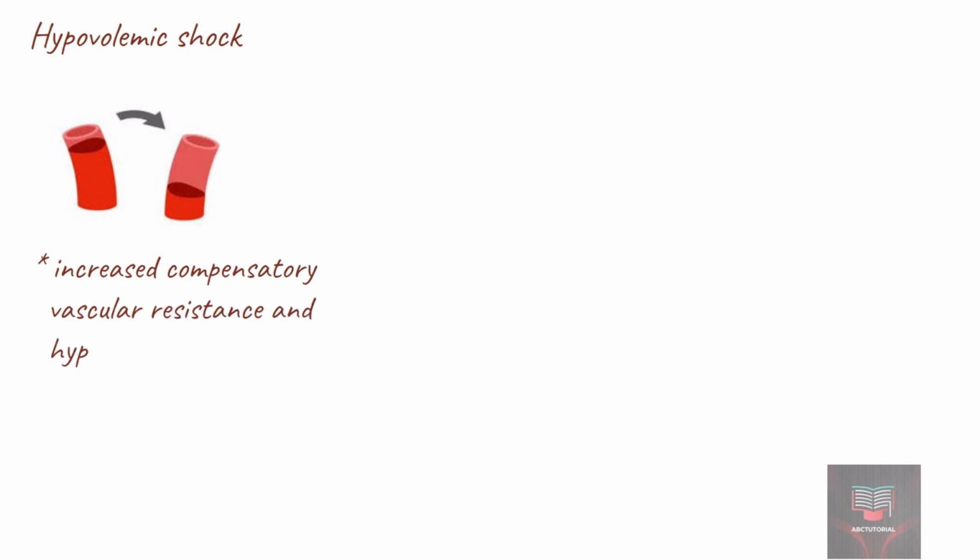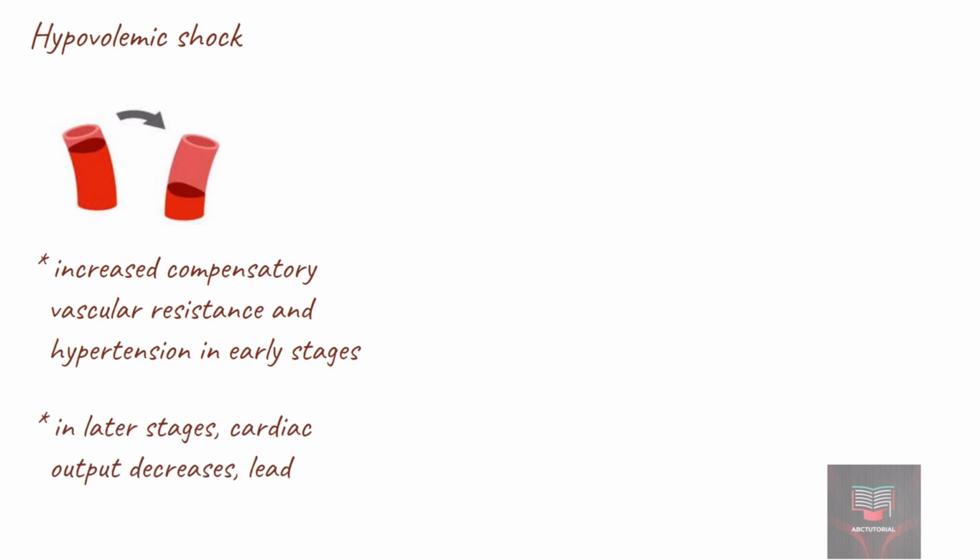Hypovolemic shock is characterized by decreased total blood volume. In the early stages of hypovolemic shock, there is increased vascular resistance, which is a compensatory reaction to the depleted blood volume. This compensatory reaction is mediated by sympathetic overdrive. In the later stages of hypovolemic shock, cardiac output also decreases due to depleted blood volume and manifests as hypotension.